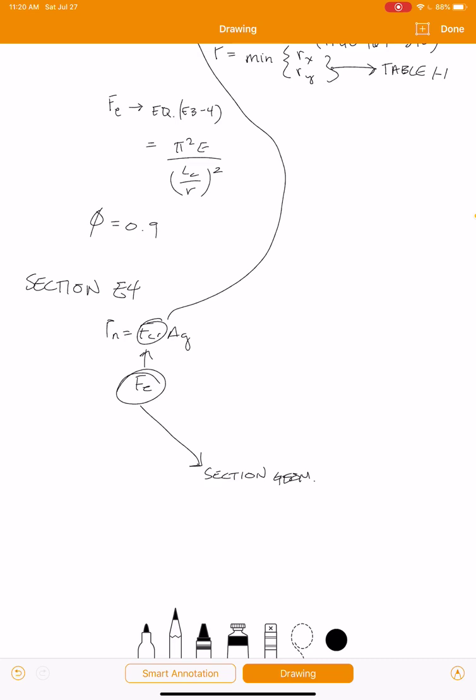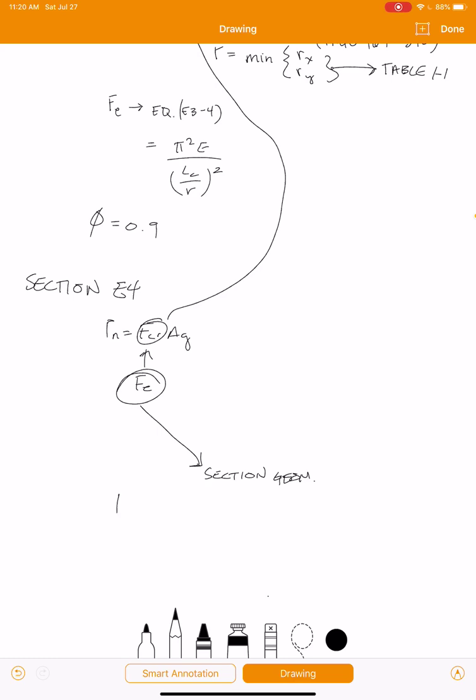So Section A is going to be for doubly symmetric members. B is going to be for singly symmetric members. C is going to be for unsymmetric members. So once you calculate your Fe, you can actually determine from that point which is going to control.